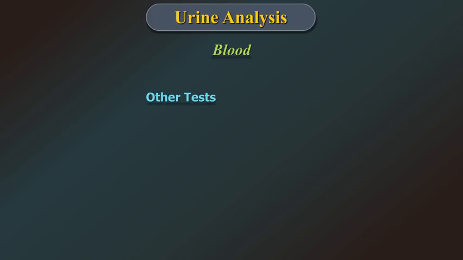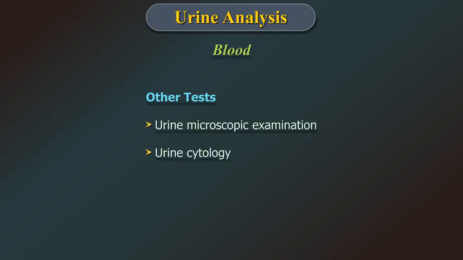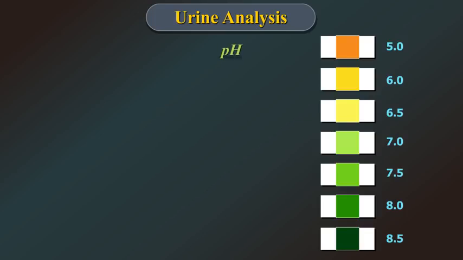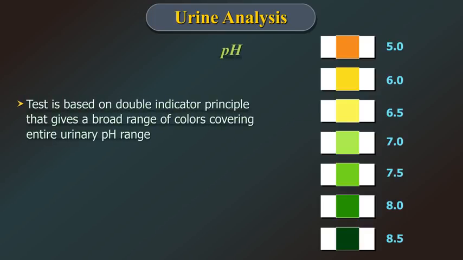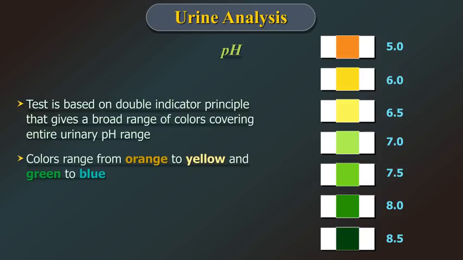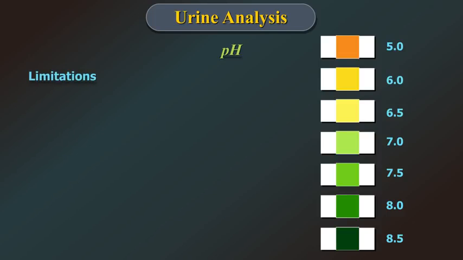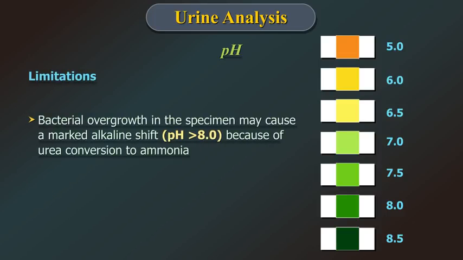The other tests are urine microscopic examination and urine cytology. pH. The test is based on the double indicator principle that gives a broad range of colors covering the entire urinary pH range. Colors range from orange to yellow and green to blue. The limitations being bacterial overgrowth in the specimen may cause a marked alkaline shift because of urea conversion to ammonia.